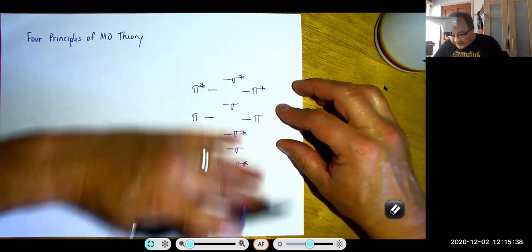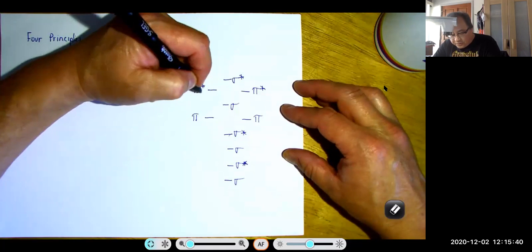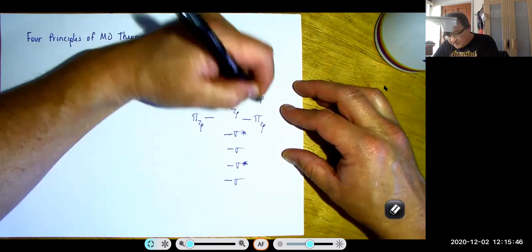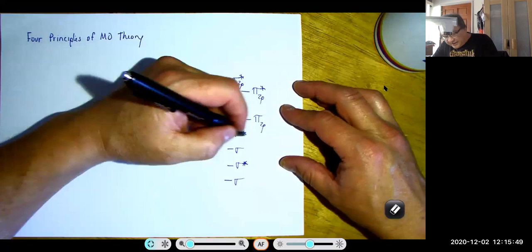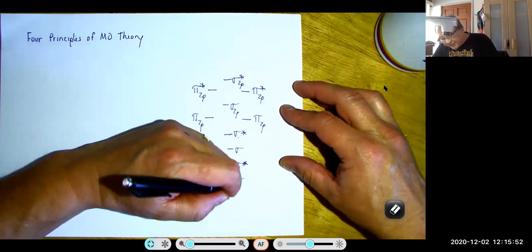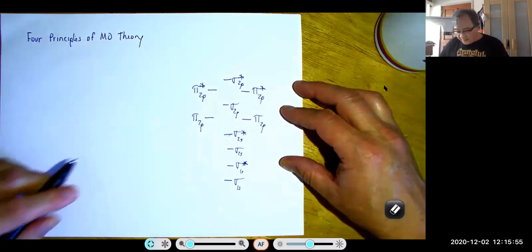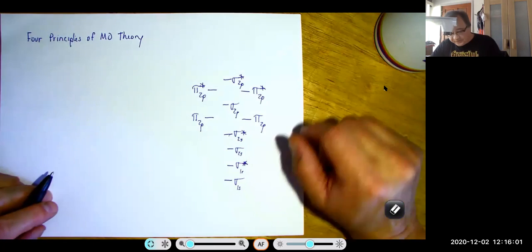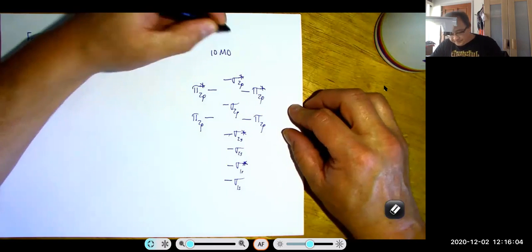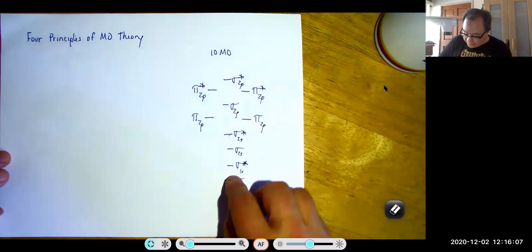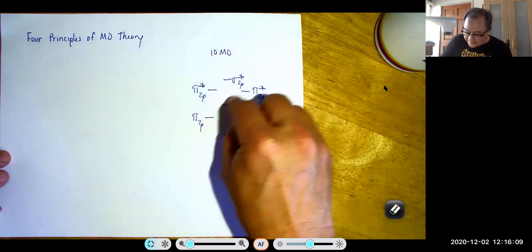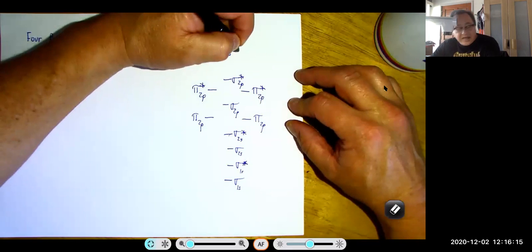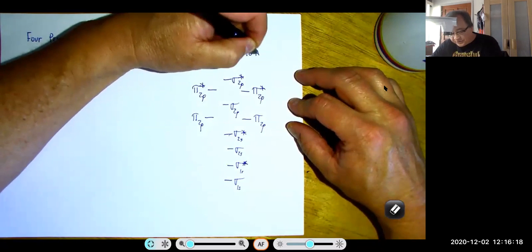In addition, when we fill these in, these top 6 are all 2p's. And these bottom ones, these are 1s and these are 2s. And if you take a look, we have 1, 2, 3, 4, 5, 6, 7, 8, 9, 10 MOs. I didn't count that right, I don't think. 1, 2, 3, 4, 5, 6, 7, 8, 9, 10. I did count them right. Okay, there are 10 MOs. And the reason that there are 10 MOs is because there's 10 AOs.